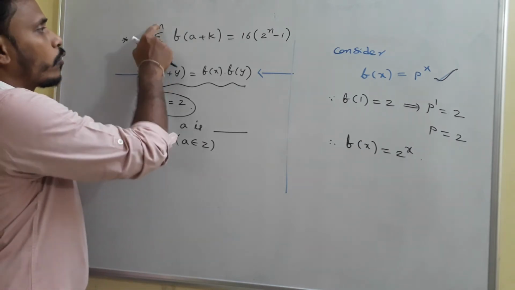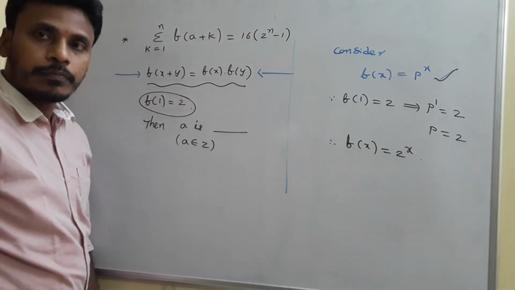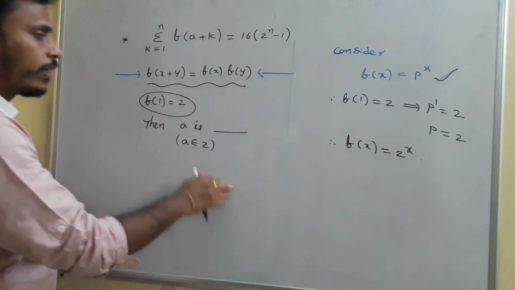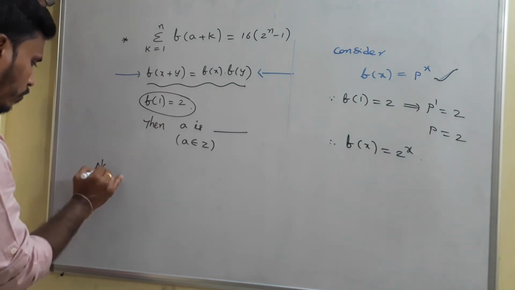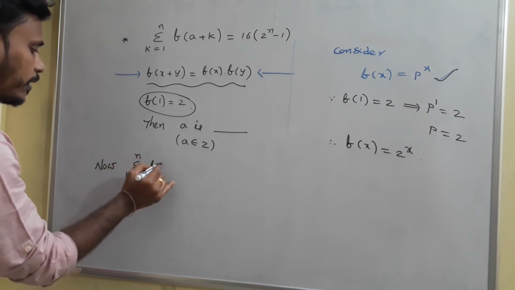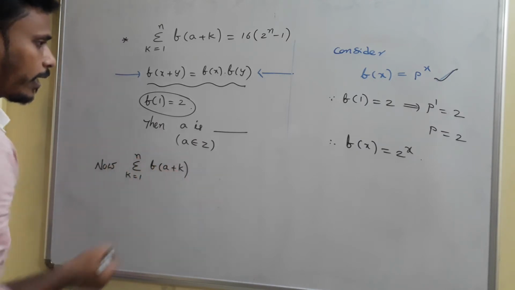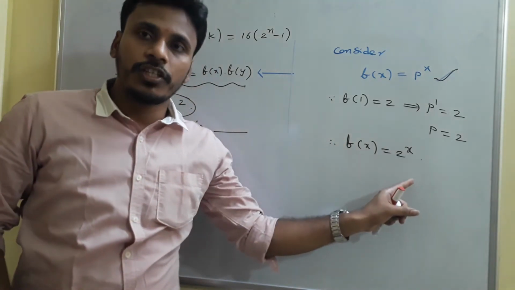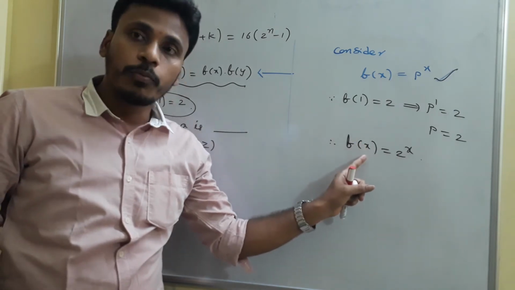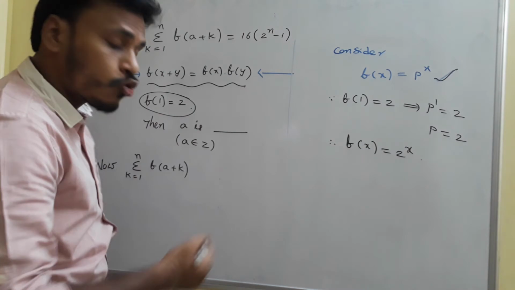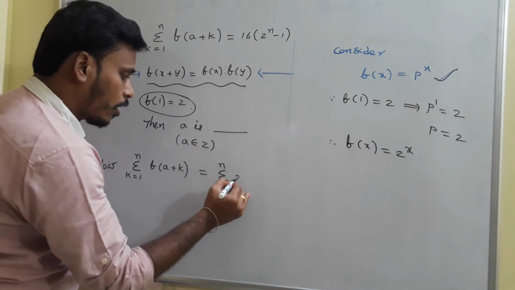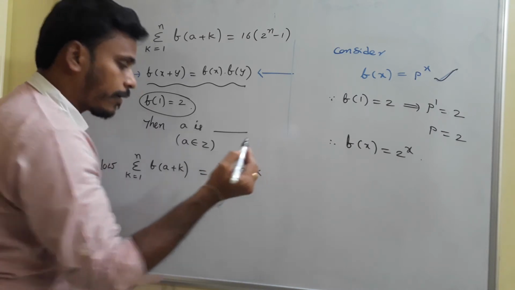Now sigma k equals 1 to n f of a plus k. We need to replace k with 1 up to n, and find that particular value. If your input is x, the function is 2 power x. If your input is y, the function is 2 power y. Like that, if your input is a plus k, then the function is 2 power a plus k. So that is equal to sigma k equals 1 to n 2 power a plus k.